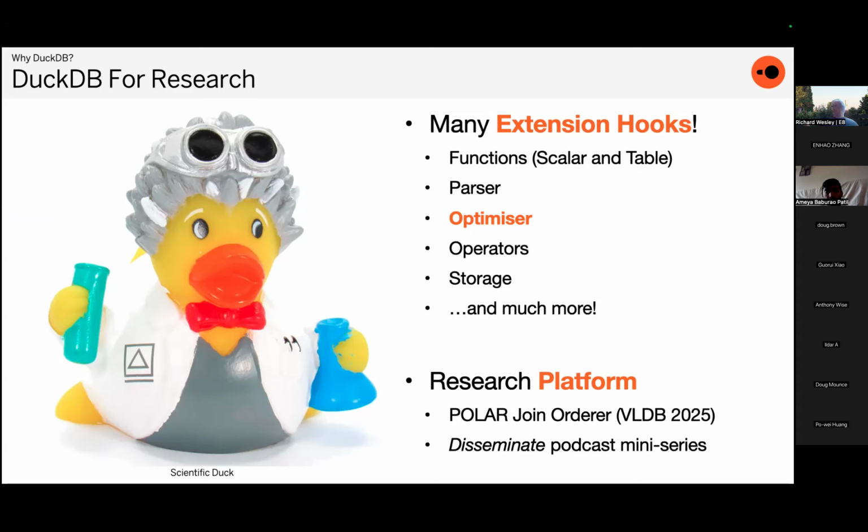VLDB last year. I kind of wish the guy had used that instead of writing some Java that took a query and then parsed it and took it apart. It's kind of horrible. But as a research platform, there are people already doing this. No, that should be 2024, sorry. This was, I believe, presented last year at VLDB as well, a join reordering algorithm. And there's a podcast called Disseminate, which has done a mini series recently on using DuckDB in research. So I hope this encourages people to have a go at using us for that.